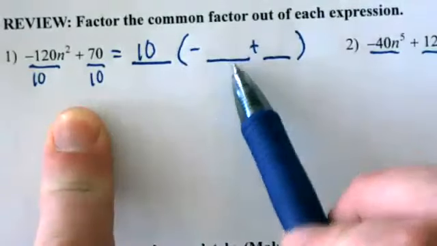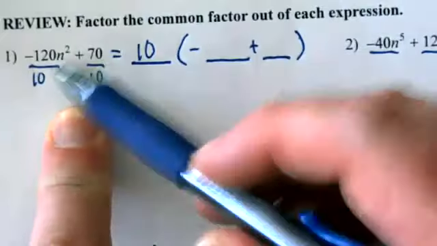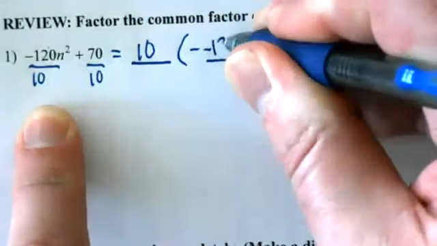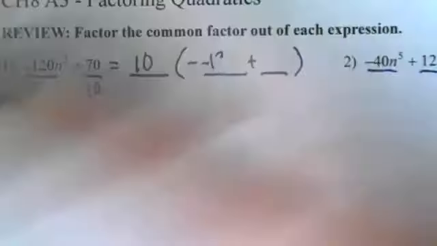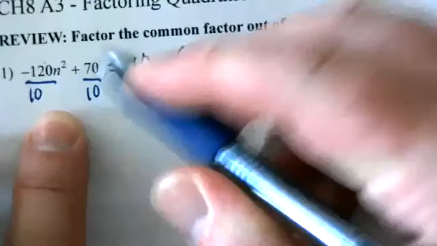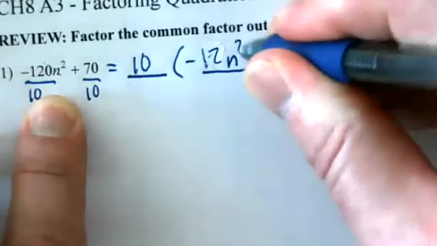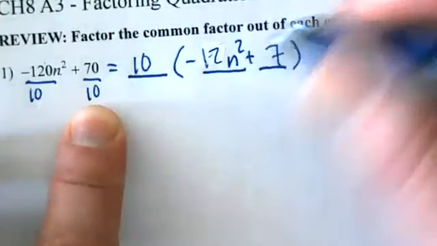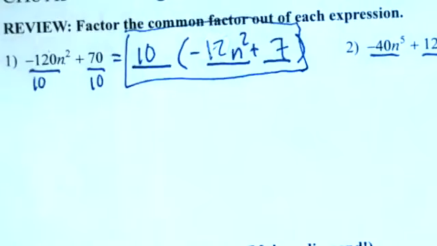To figure out what goes inside the parentheses, we just do our division. Negative 120 divided by 10 is negative 12. Oops, I did not need the negative. I already put it in there. Let me fix that. So 120 divided by 10 is 12. And then we had an n squared there. Nothing canceled that. 70 divided by 10 is 7. And there's our final answer. How many of you are able to get that final answer for number 1? All right. So our GCF skills are strong.